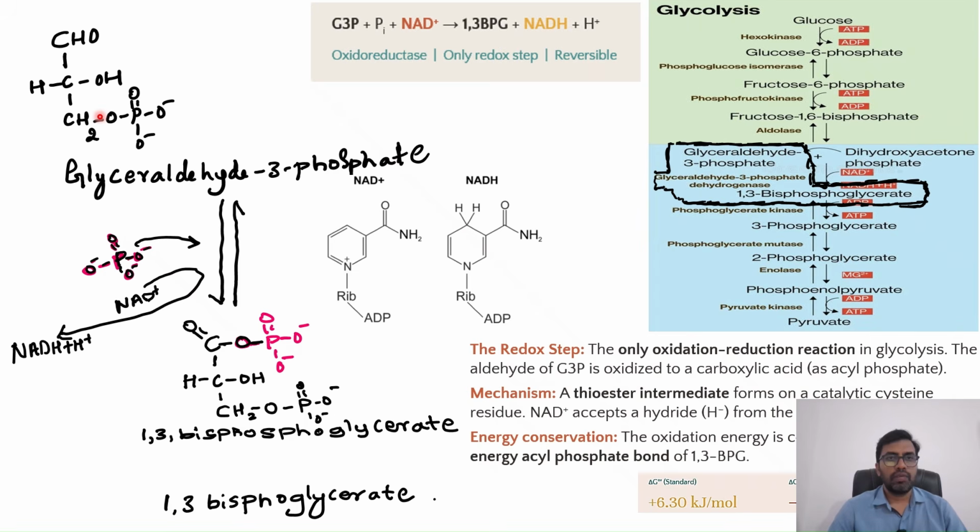Now, once glyceraldehyde 3-phosphate is formed, it gets converted into 1,3-bisphosphoglycerate by the action of an enzyme called glyceraldehyde 3-phosphate dehydrogenase. Dehydrogenases are enzymes which remove hydrogen from molecules. So you can see here there is a hydrogen over here that will be taken out by this enzyme, glyceraldehyde 3-phosphate dehydrogenase.